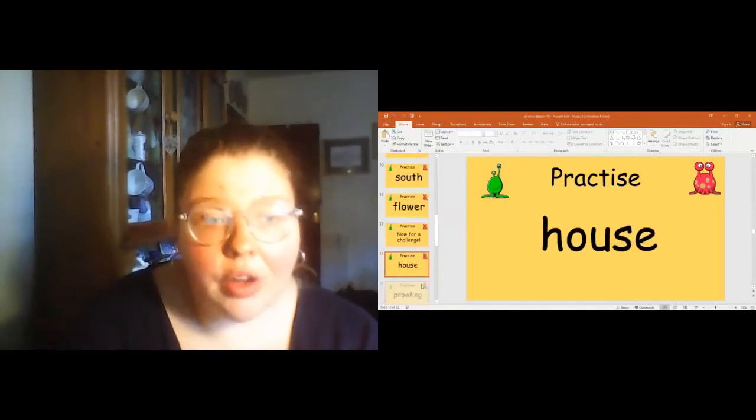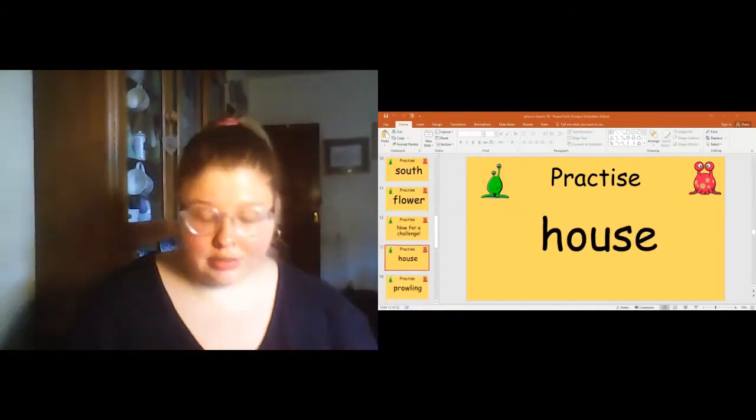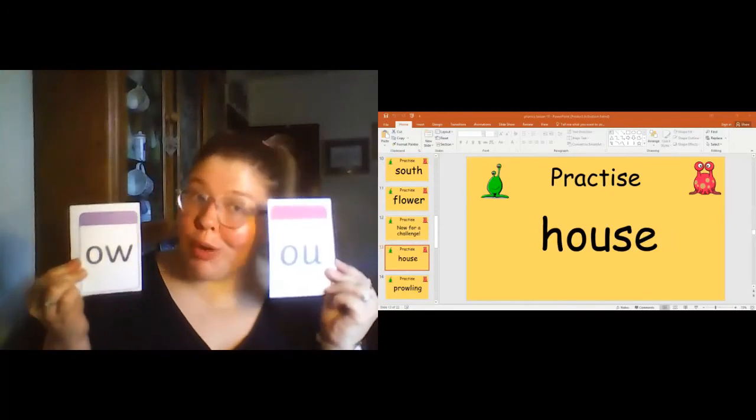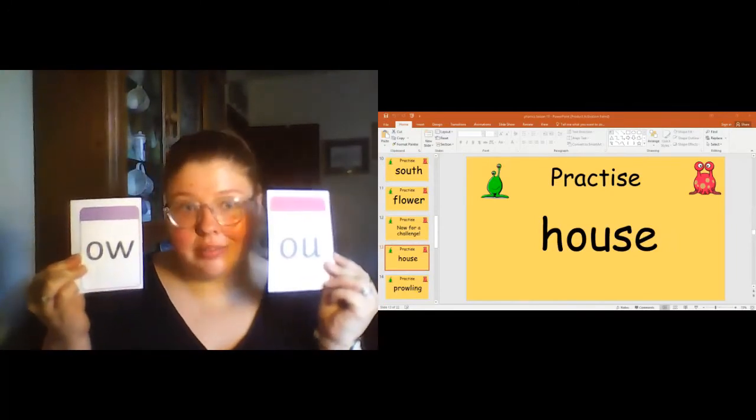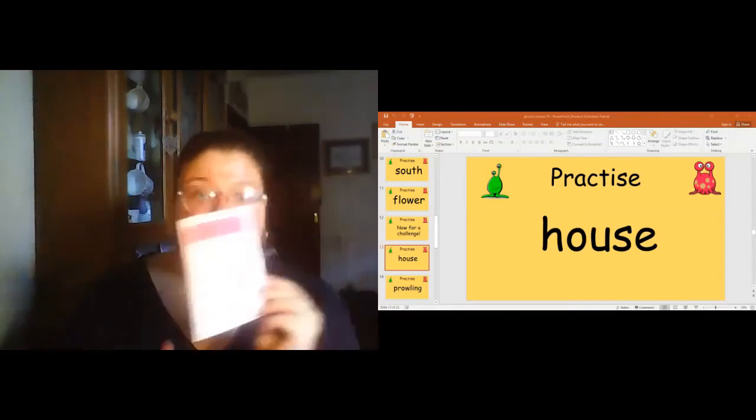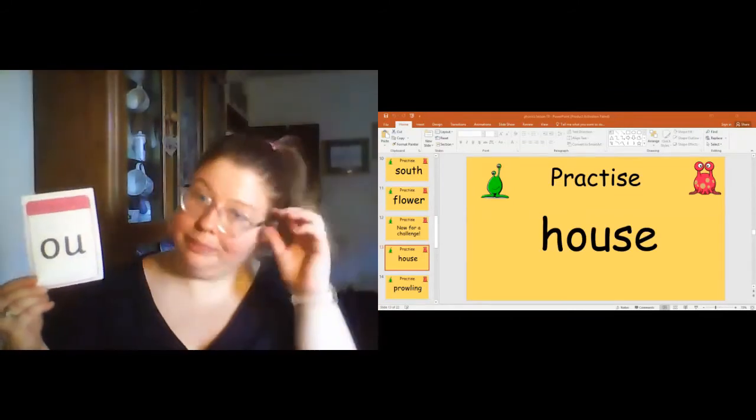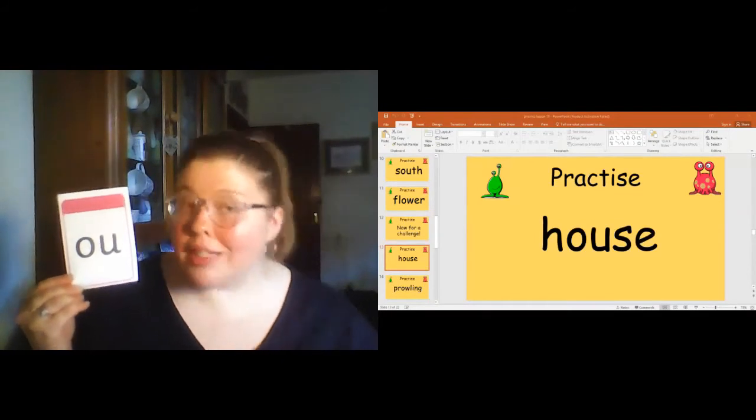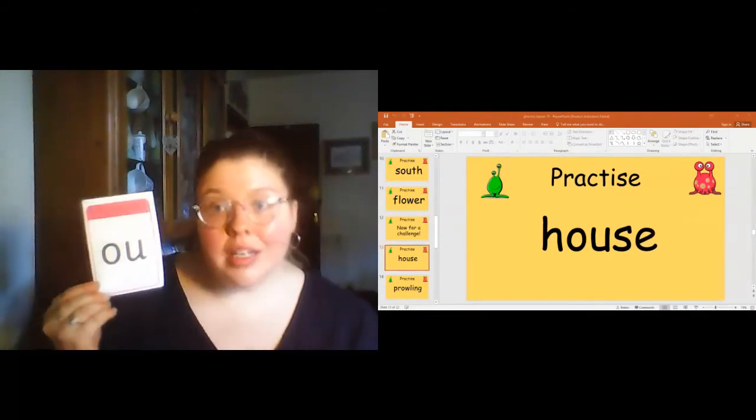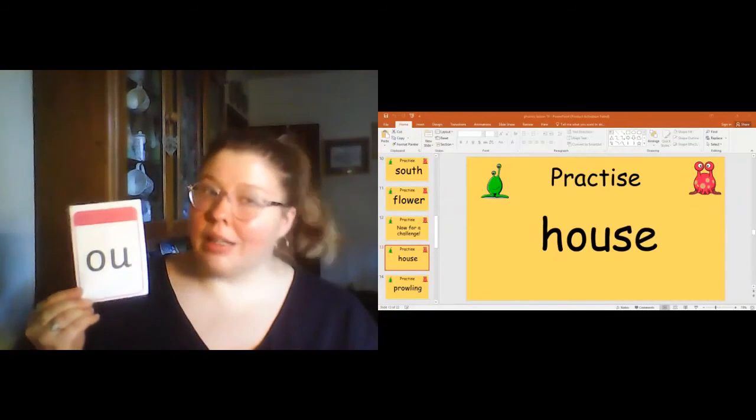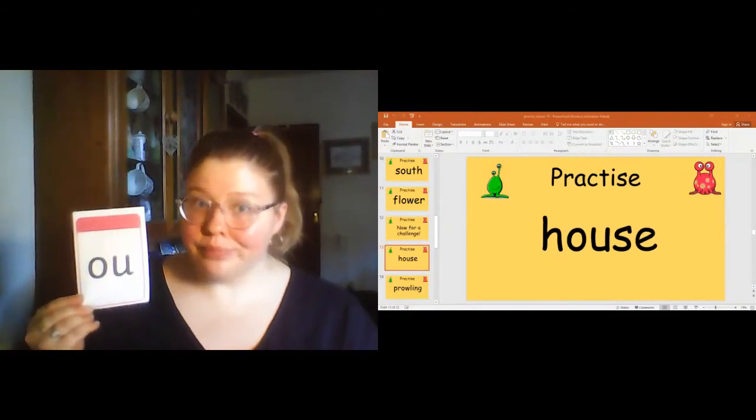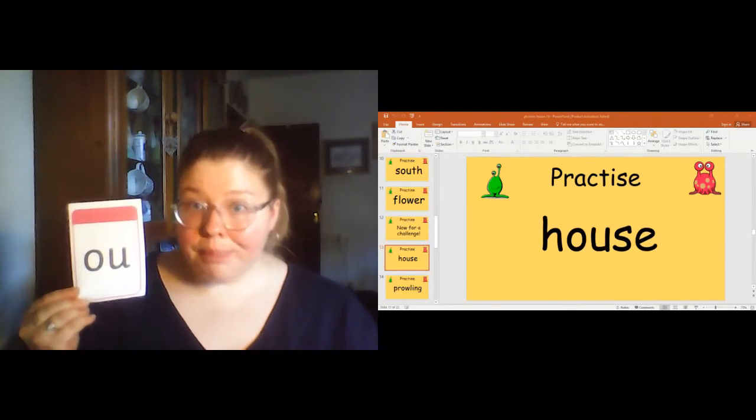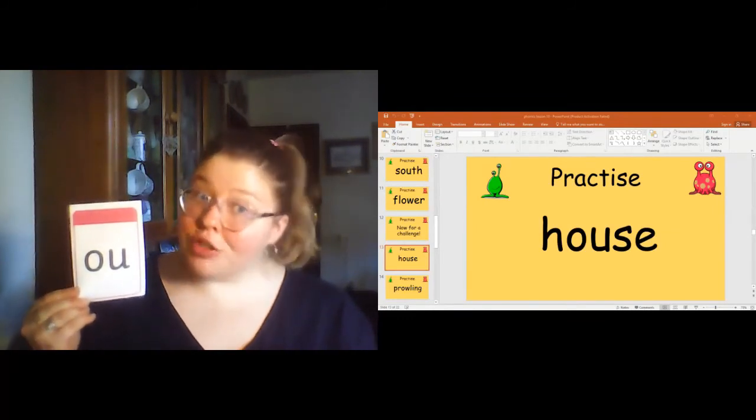Okay, have a go at this first word. Which grapheme do you spot in this word? You're right, it's this ow. Have a go at blending this word. There is a tricky bit to this word. There's a challenge in this word. See if you can work out which bit's a little bit tricky. Are you ready? Have you spotted which bit is tricky?